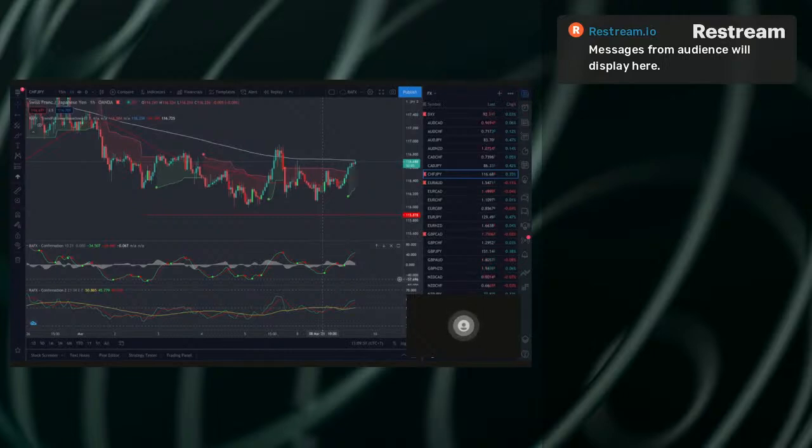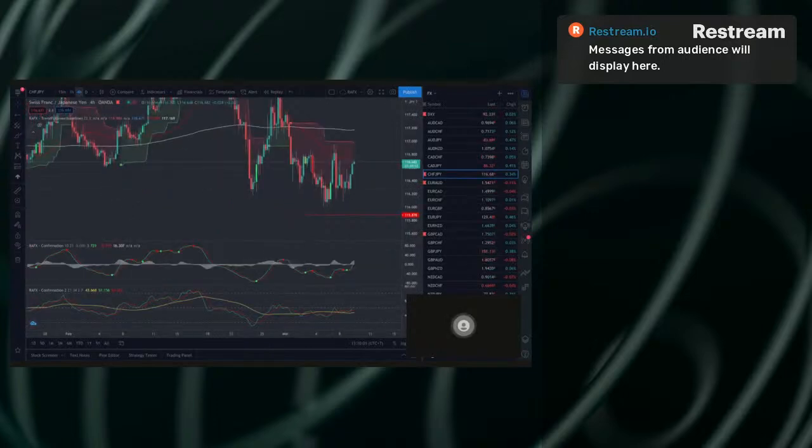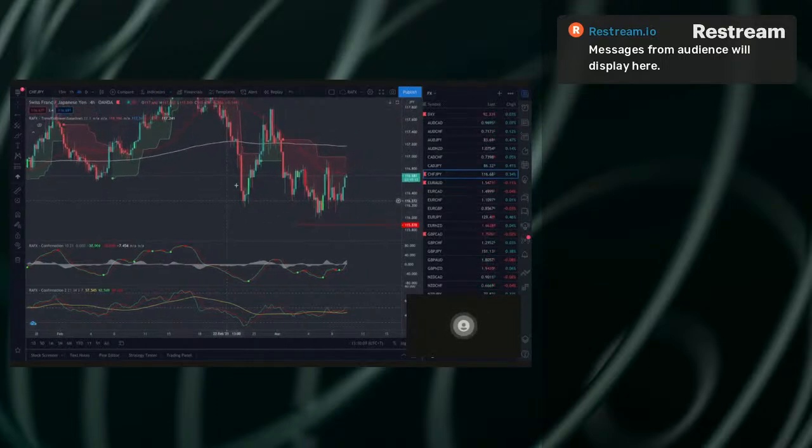So what we can do is set the stop loss using the 4-hour time frame, and I did this already earlier today, which in this pair is 115.878.